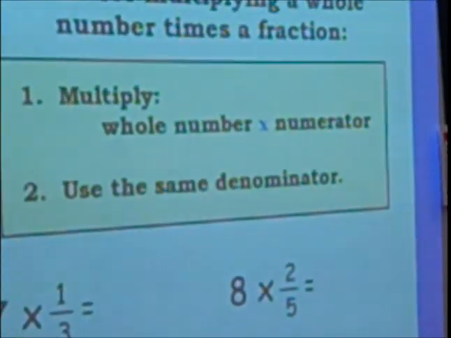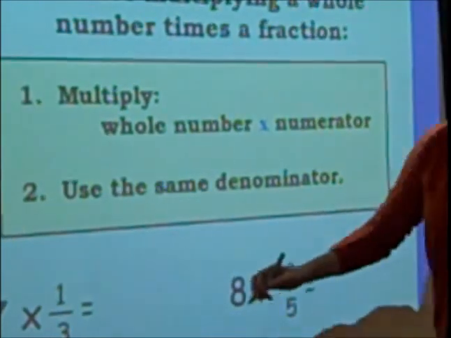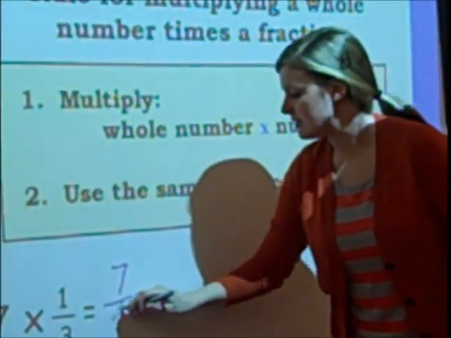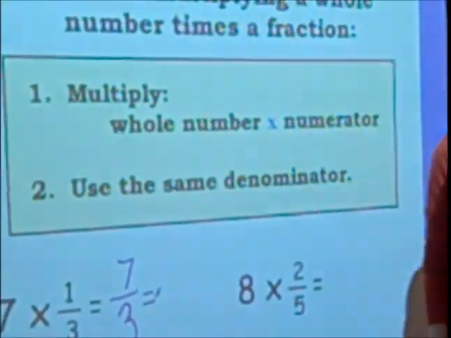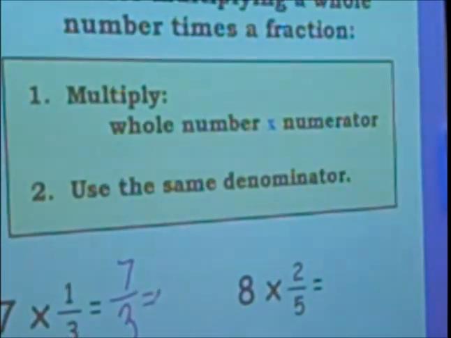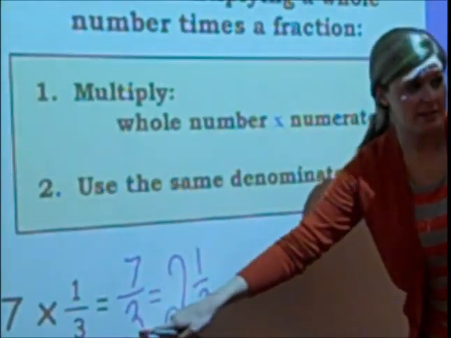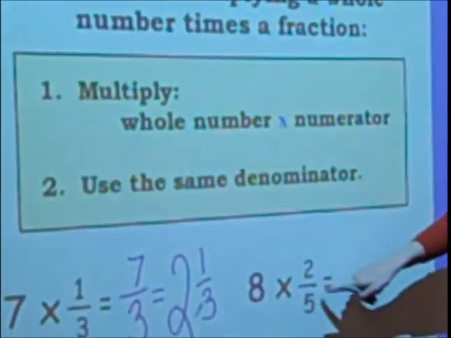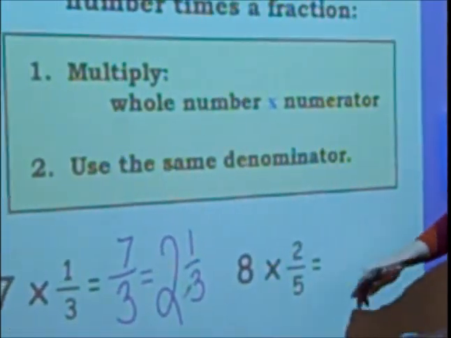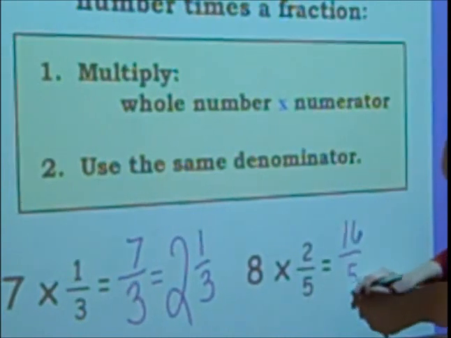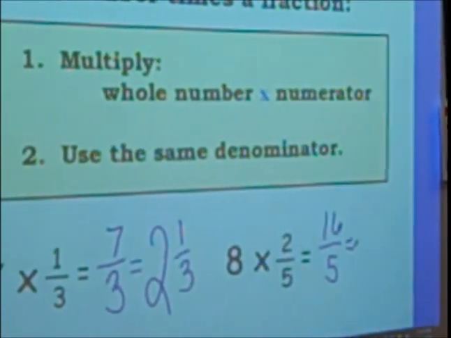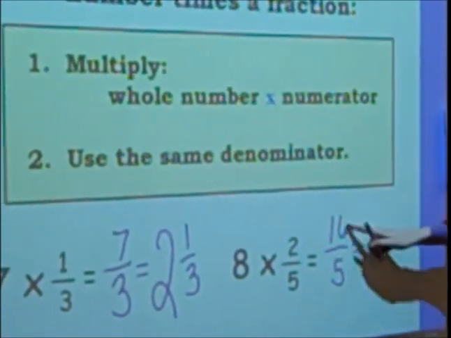So 7 times 1/3 would give me what? 7/3. And what would that be as a mixed number? Because I can't leave it like that. 2 and 1/3, good. And you probably thought of that as 3, 6, then 1 left over. Over here, 8 times 2/5, that gives me 16/5. 5, 10, 15, that's 3 wholes, 1 left over.